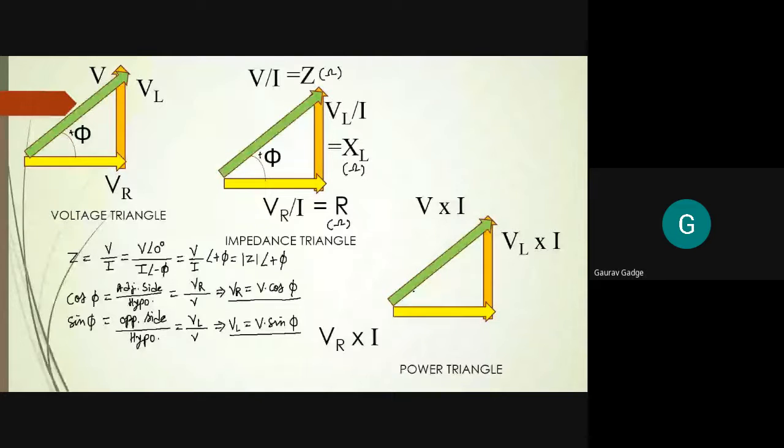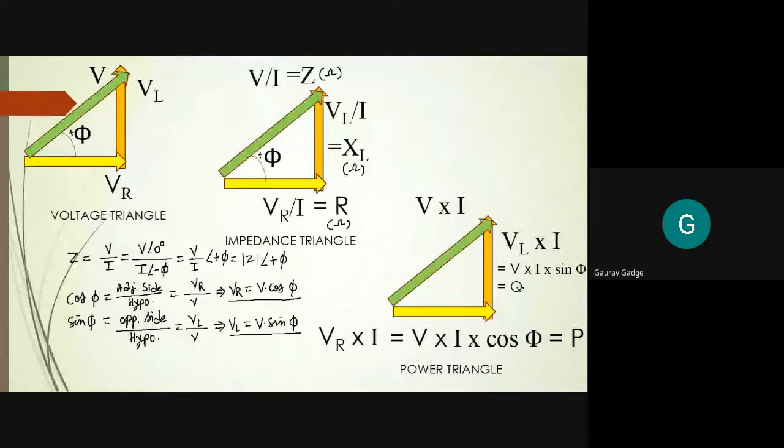Okay, now what is VR? VR is equal to V into cos phi. So if I put V into cos phi in place of VR, what do I get? V into I into cos phi. So what is VI cos phi? It is P. Now VL is equal to V sin phi. Put it here, so VI sin phi. What do I get? Q. So P and Q are the two parameters.